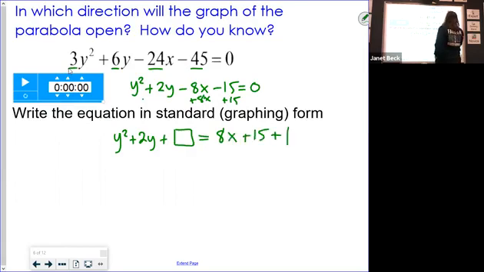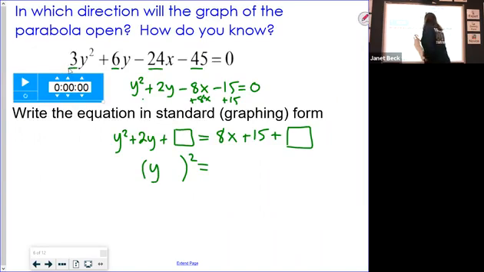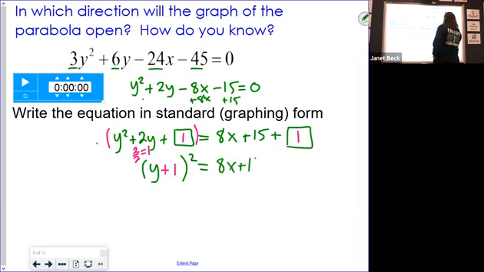And I have to add in what I'm completing the square with. So now factor it. And so this is going to be y. And then I'm going to be adding half of this. So I'm adding 1 to both sides, and this time this wasn't being multiplied by something, so I am just adding 1. So on the other side, I've got 8x plus 16.